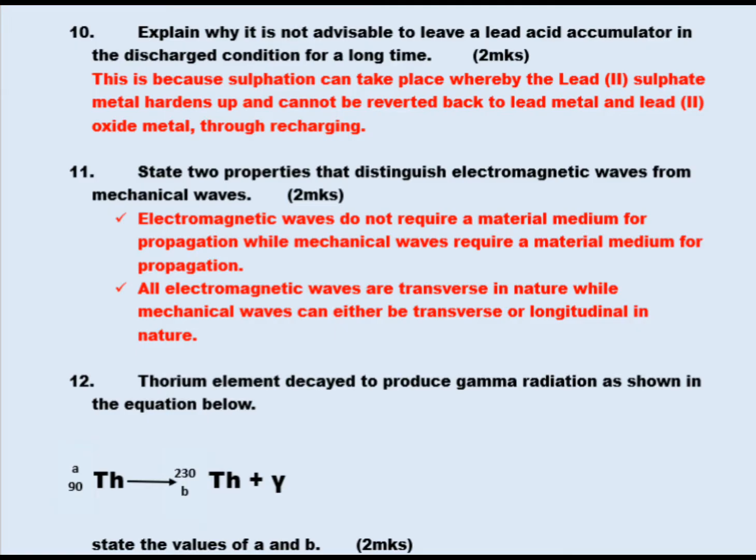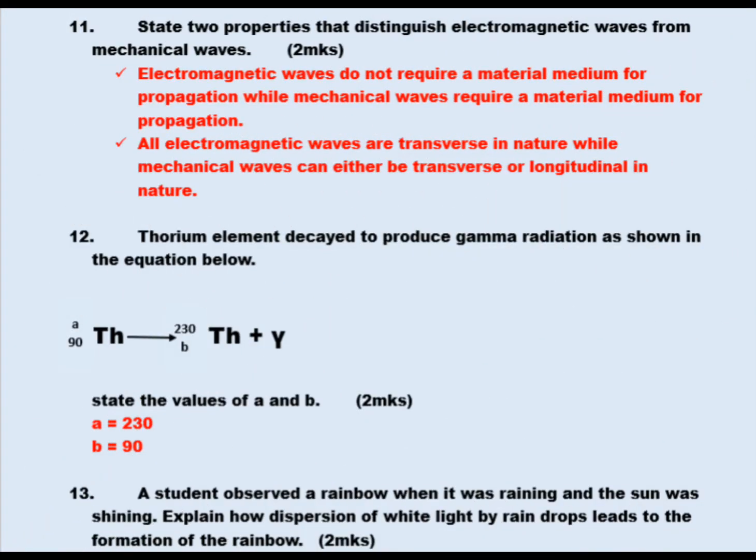Thorium element decayed to produce gamma radiation as shown in the equation below. So we have thorium, then we have thorium plus gamma. State the values of A and B. So when an element undergoes gamma decay, definitely you realize that both the mass number and the atomic number do not change. That means A is still 230, B is still 90. Let's go to question 13.